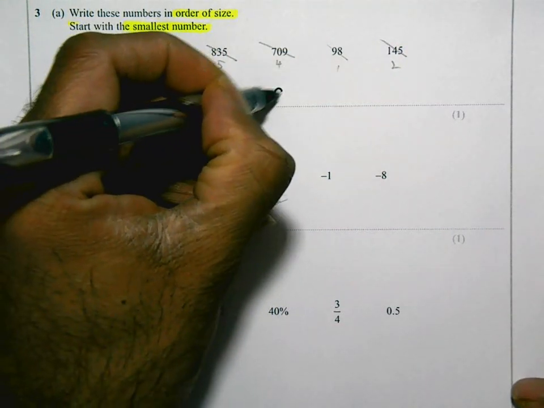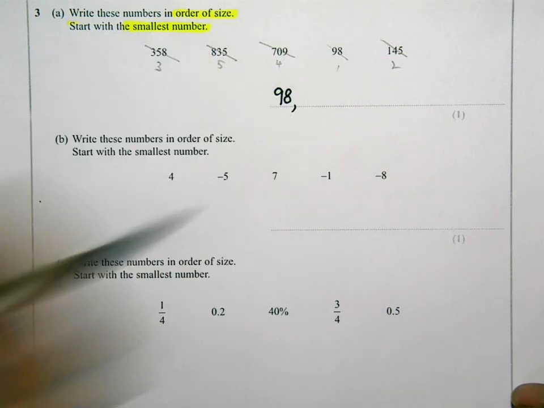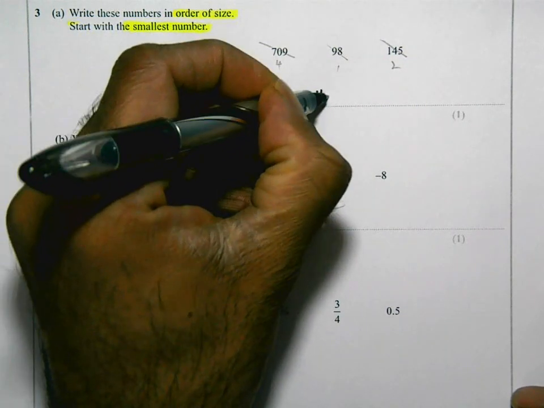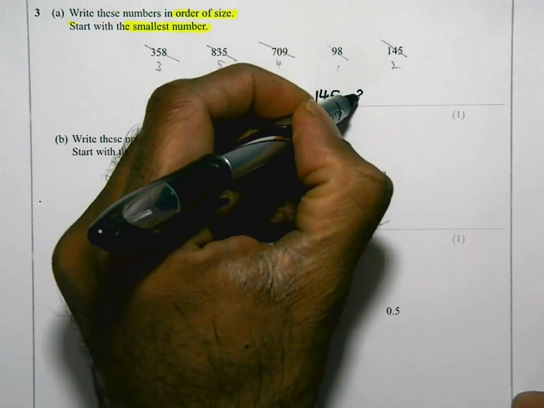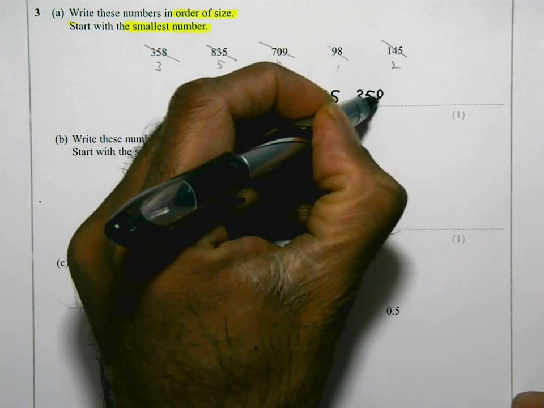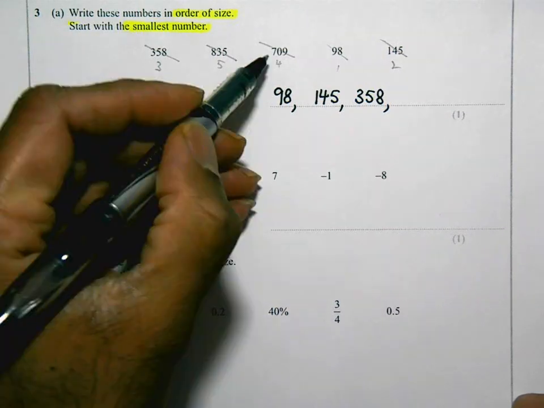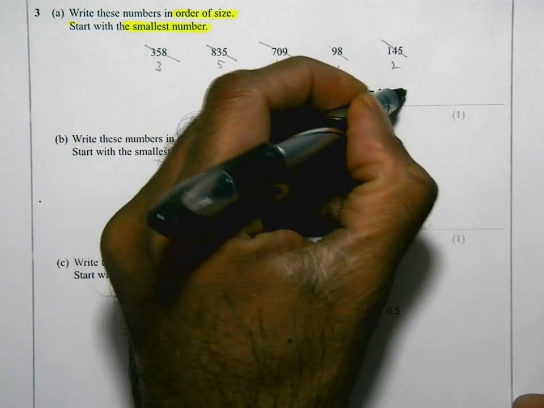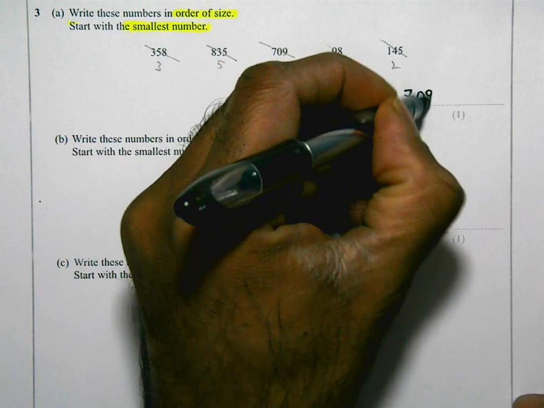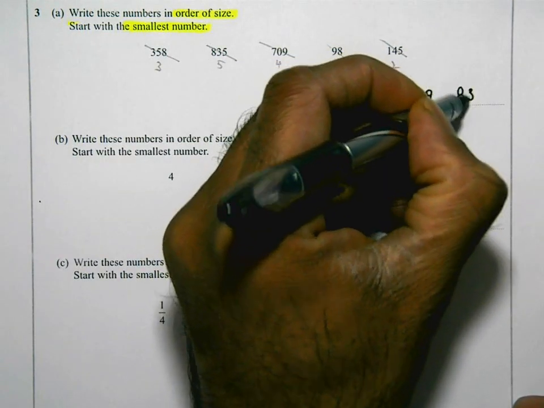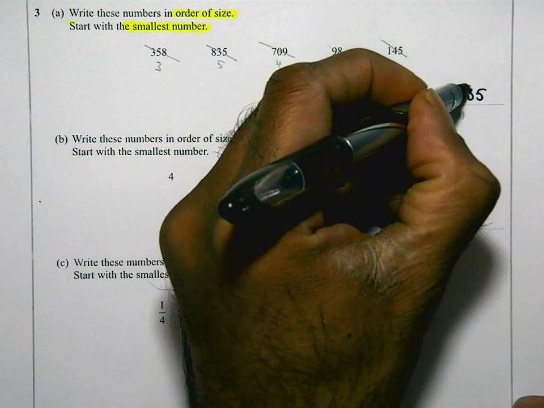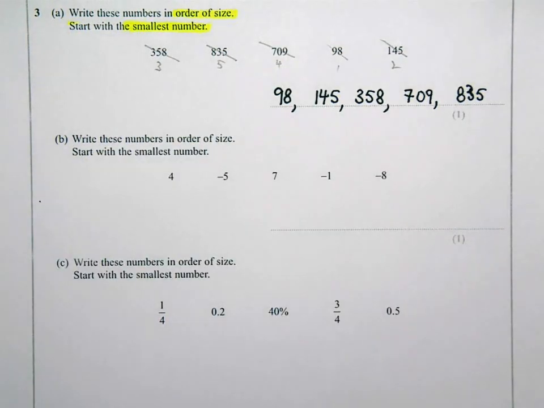So the first one is 98. Next one, 145. The next one is 358. The next one is 709. And the biggest one, 835. Okay, so pretty straightforward. I went through it first, put them in order, and then I wrote them down.